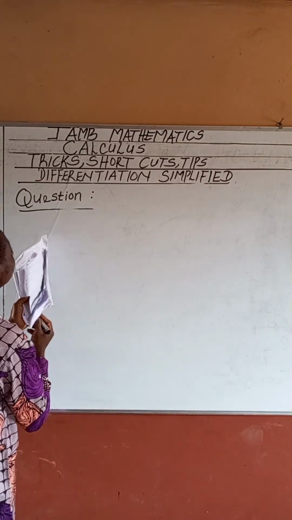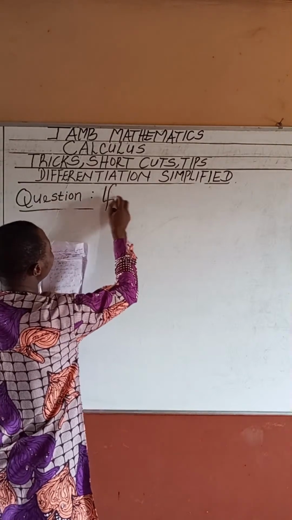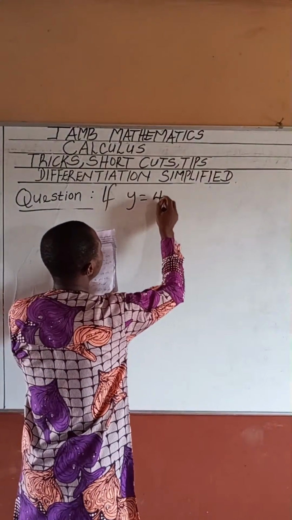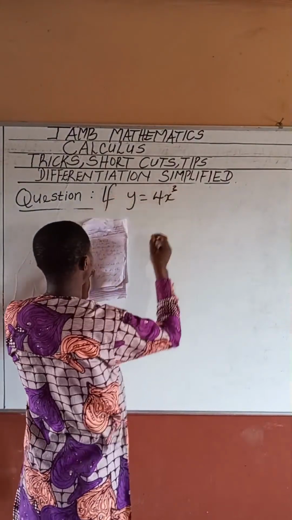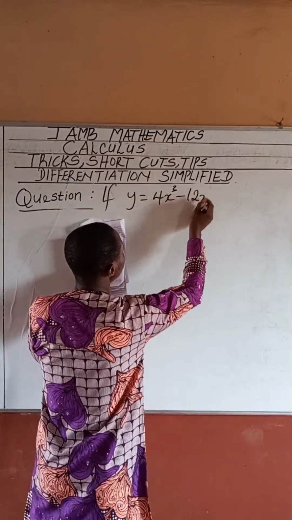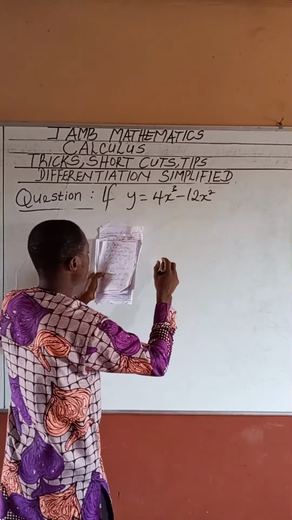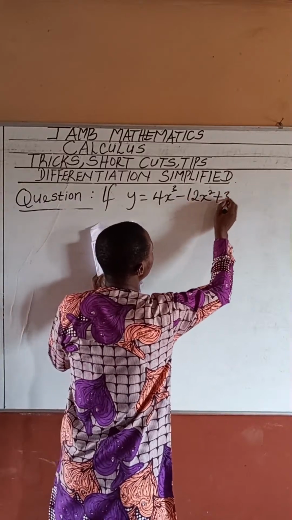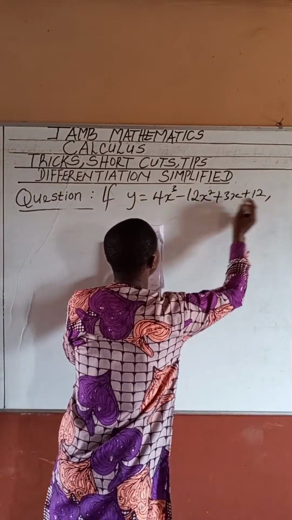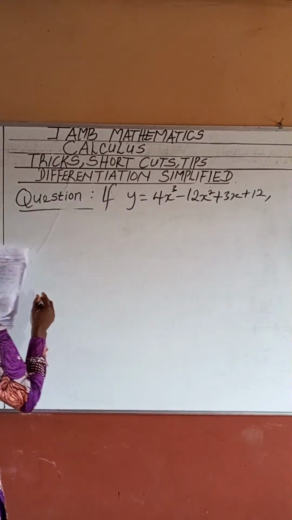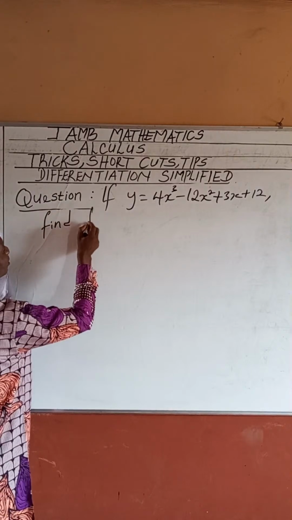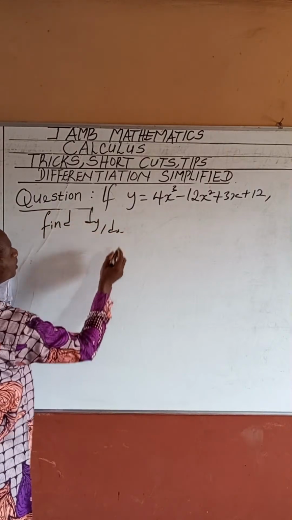Okay. If this is another question, if y is equal to 4x raised to power 3 minus 12x squared plus 3x plus 12, then find dy/dx. It's just the same thing. Find dy/dx.